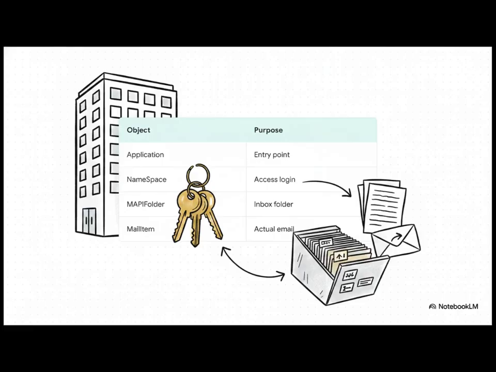Everything starts right there. Next is the namespace, which is usually called MAPI. Think of this as your set of keys or your login session. It's what grants you access to the building storage in the first place. Then you have the MAPI folder, representing a specific room, like your inbox or your sent items. And finally, you have the items, like a mail item or task item, which is the actual piece of paper or the email you want to read or modify.